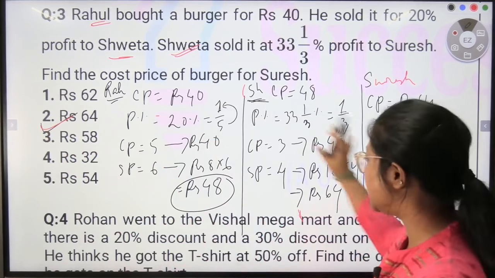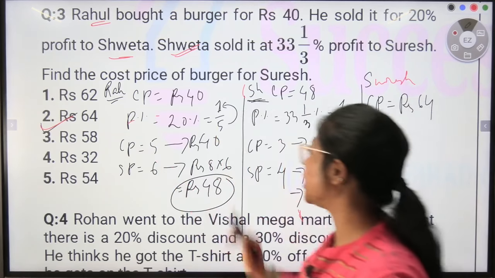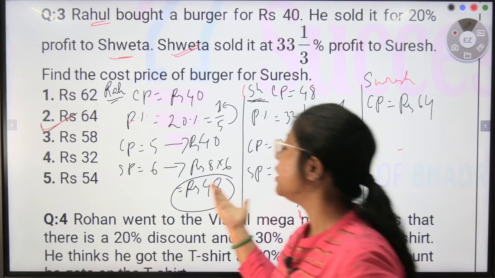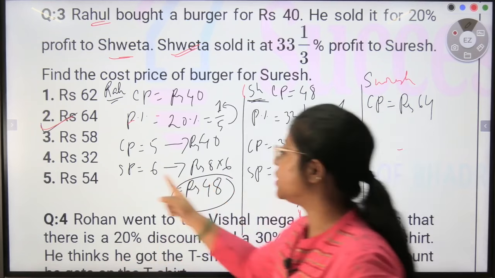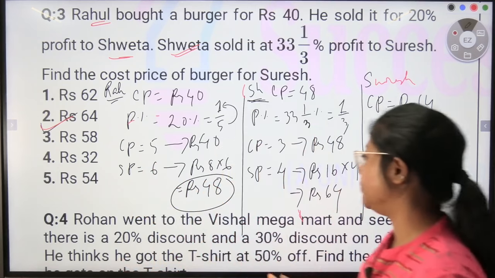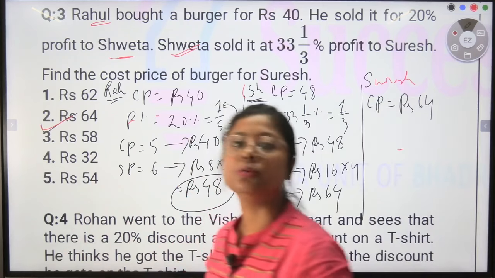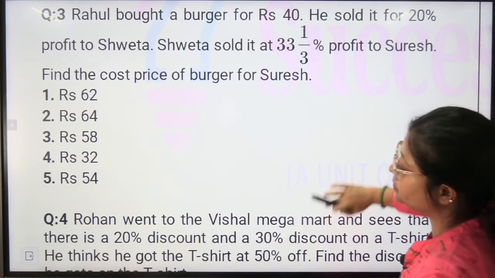So what I have done here is just use the percentage to fractional conversion, and from there I get my CP ratios. From there I get the cost of 1 ratio, and from that I get the SP ratio's value. Finally I get my required answer. So option number 2 is the correct answer. Fine, let us move to question number 4.